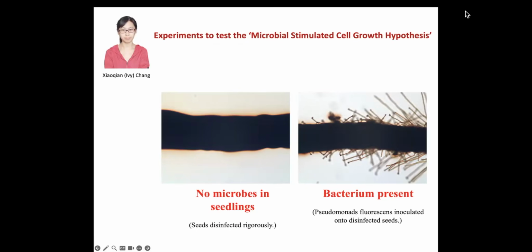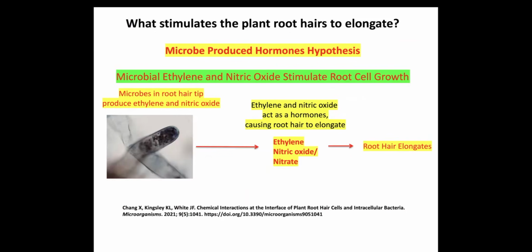Here, this just shows a root without microbes, and you see there's no hairs. Here's a root, this is Poa annua, a grass, and you can see with the microbes, you see hairs forming all over it. And why? We know that these microbes are secreting ethylene. We know they can secrete nitric oxide, and we think they're secreting nitrate too.